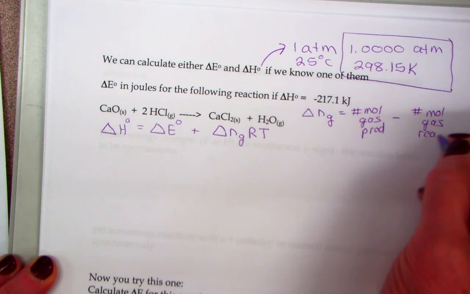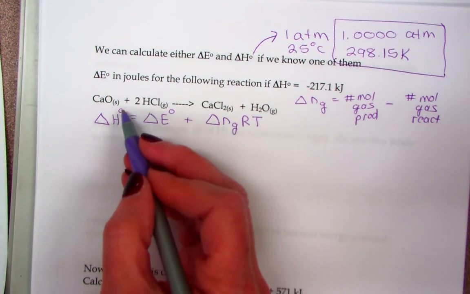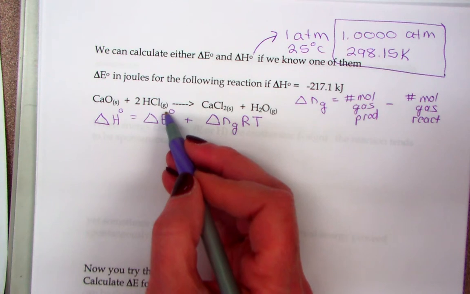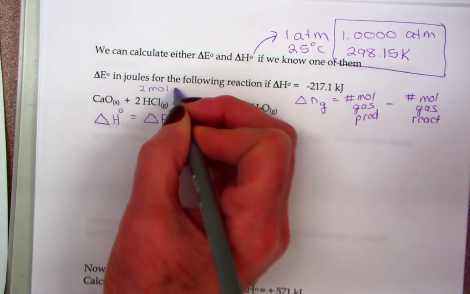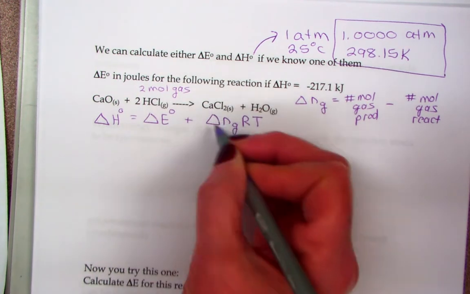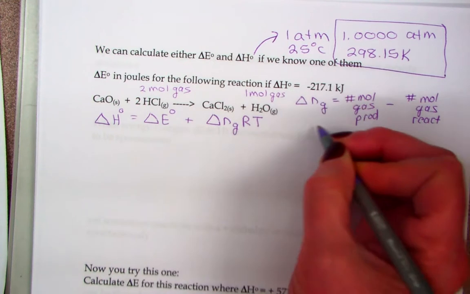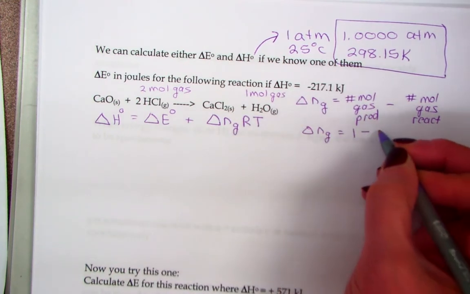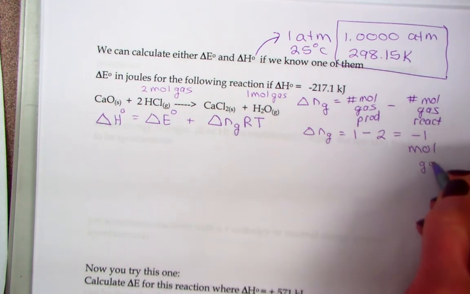on the reactant side. So we have to look at our balanced equation and say, okay, these subscripts are important to us now. This is a solid, and the HCl is gas. It's not in liquid. It's not in water. It's not hydrochloric acid. So I have 2 moles of gas on the reactant side. Over here on the product side, I have 1 mole of gas. So delta N sub G is equal to 1 mole of gas minus 2 moles of gas is equal to negative 1 moles of gas.